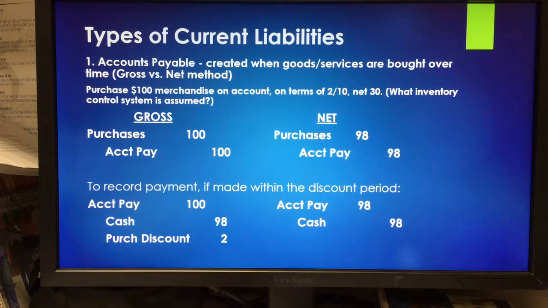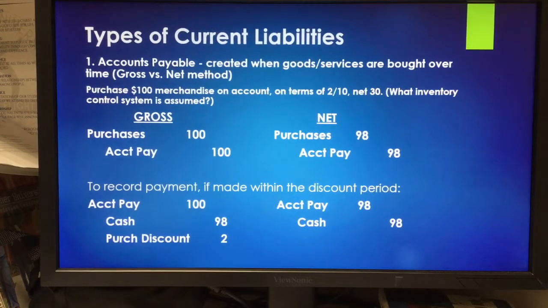Now we also need to see how we would record payment. So if payment is made within the discount period, and here because there is a discount, by the way, we've got two possibilities. You pay within the discount or you pay beyond the discount period. Notice here, if we pay within the discount period, then on the gross side, we debit the accounts payable for the full amount that was recorded, $100, but we only have to pay cash, that is the asset we sacrifice, and cash is only $98, and so we record a purchase discount.